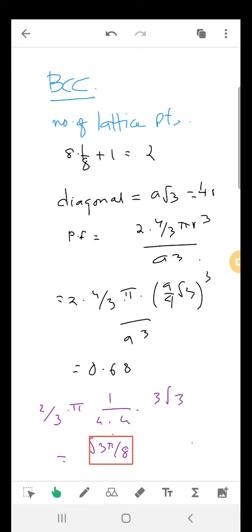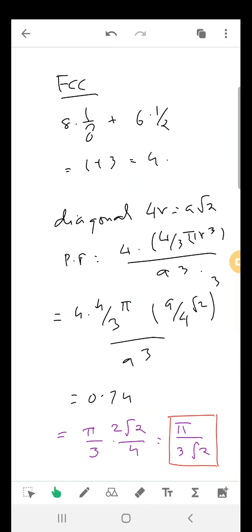The diagonal of a BCC is a into root 3, where a is the cube edge length, and it is equal to 4r. So the packing fraction is the number of lattice points into the volume of an atom, divided by the cube volume. That makes the value equal to root 3 pi by 8, which is 0.68.